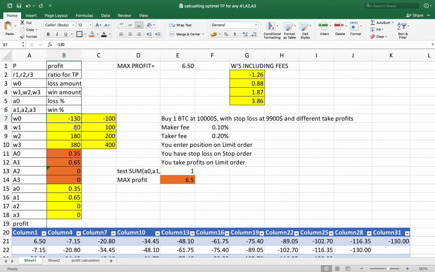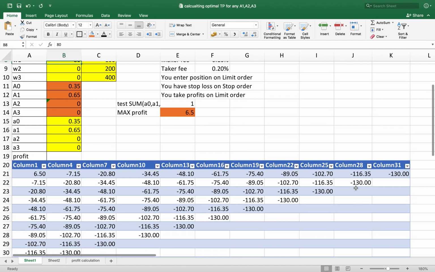And then if you win, you would think, oh, the difference in price is 100, but actually you only win $80, because you're taking the profit with a limit order, so 0.1%, approximately $10 for exiting and $10 to enter.